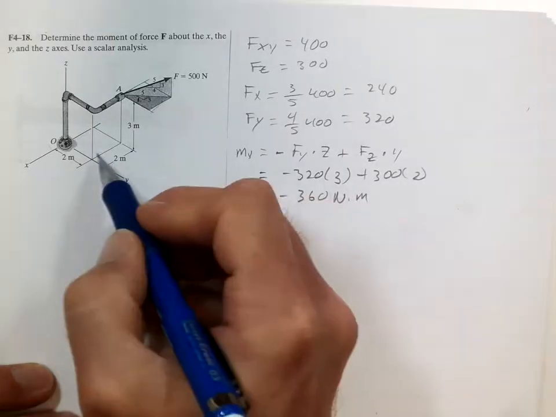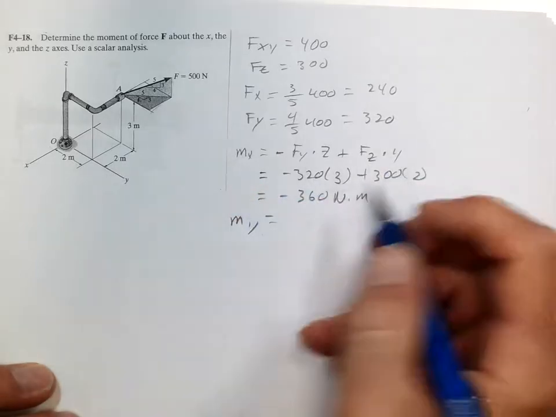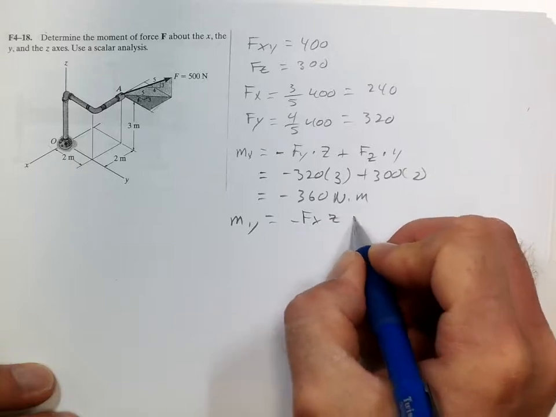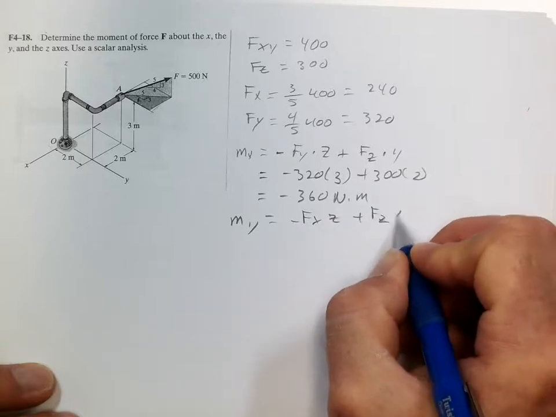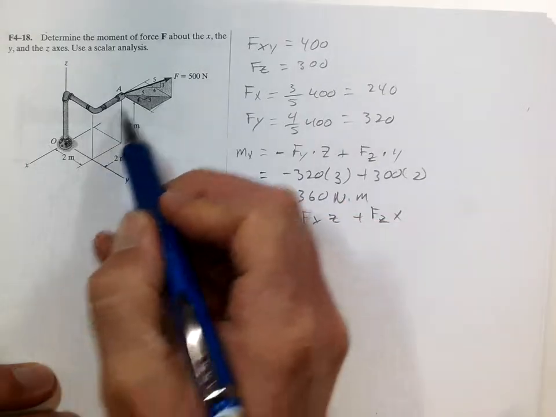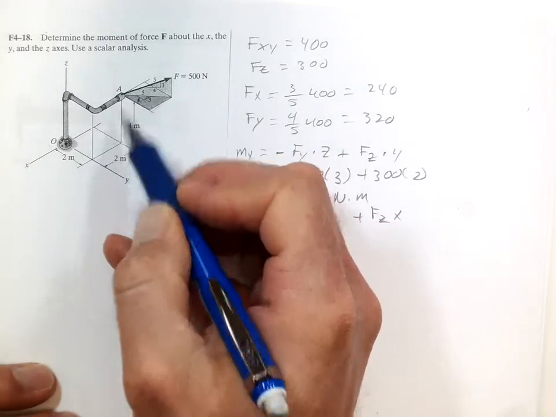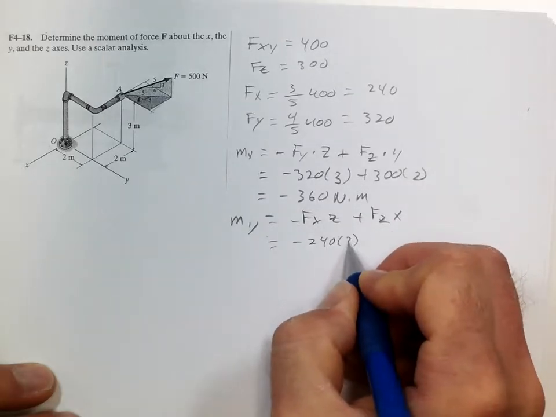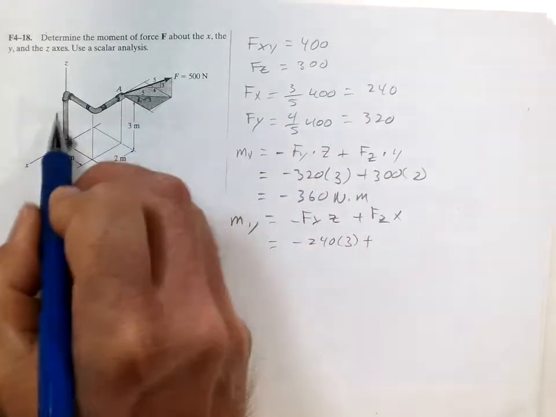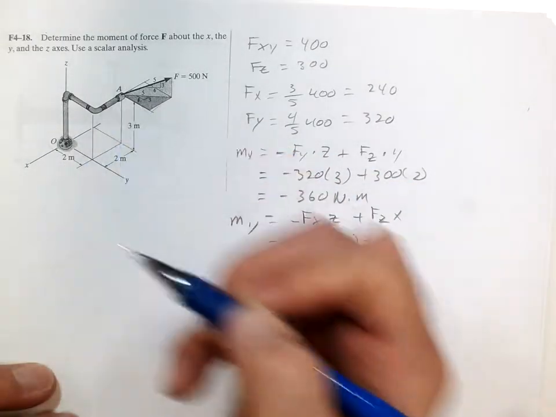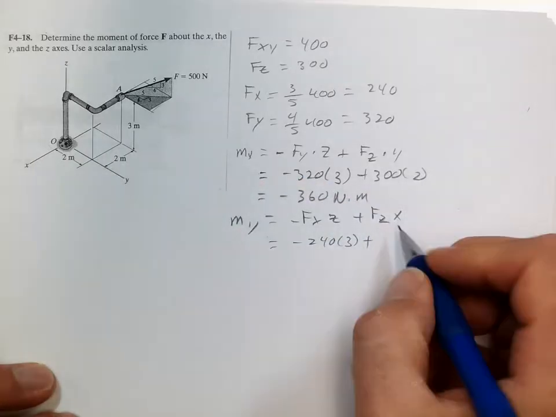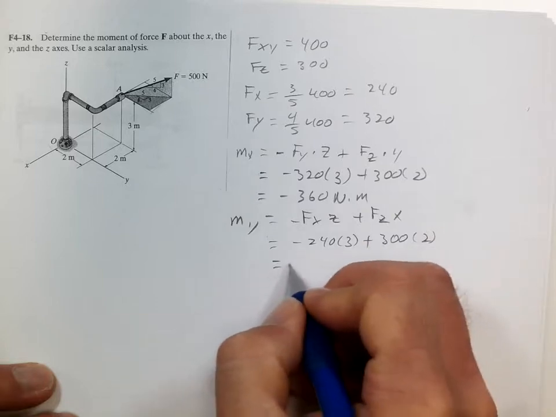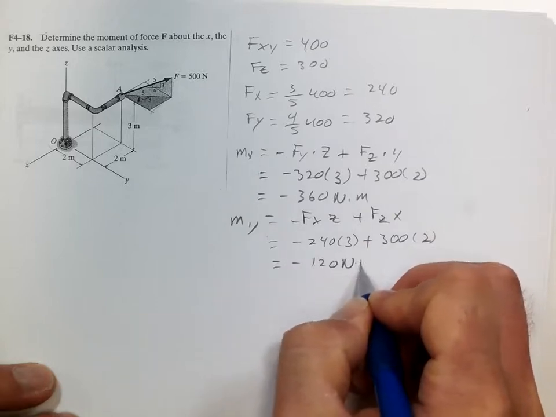My, rotation about the y-axis, will be negative Fx times z plus Fz times x. So the force in the x direction times the z height, so that's negative 240 times 3, and the force in the z direction times the x distance, the distance from the y-axis. So that's 300 times 2, and that equals negative 120 Newton meters.